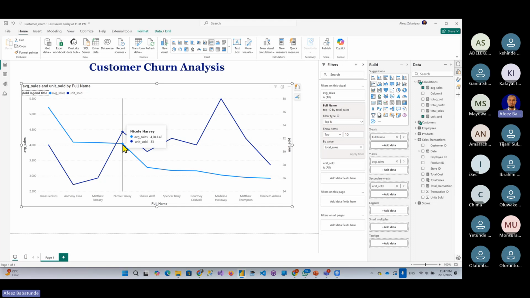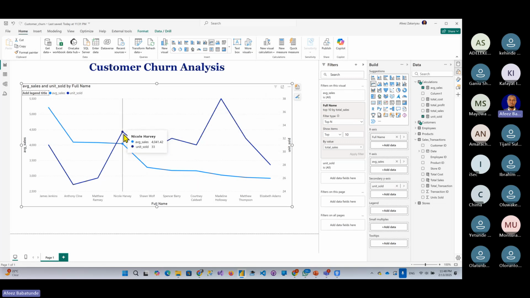Units sold of what? 33, and we have 4,000. So you can see which product this guy is buying that's giving us more sales. Can you imagine? Or someone like this, can you see? Someone is buying 38 and we are making this. This line at the top is for units sold. So this guy is buying 38 units and we are making 3,000.